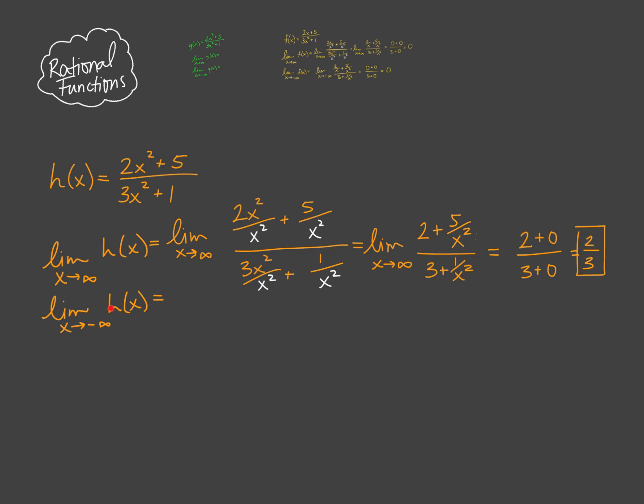Now, as we approach negative infinity, these two right here, x squared and x squared, are both defined when x is less than 0, and so following our theorem, this limit is exactly the same.